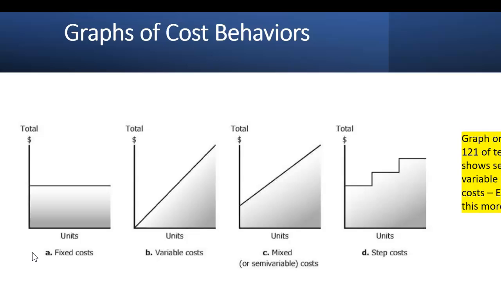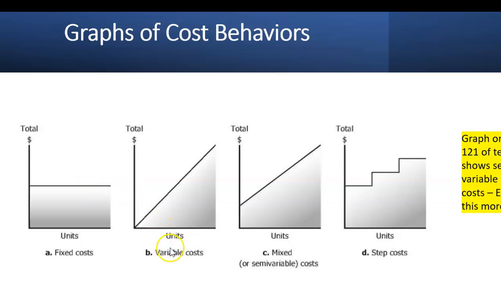And these are some graphs of cost behaviors. You're not going to need to do a graph for any of your homework assignments. This is just to look at the different costs visually. If you look at this one, your axis here is for your dollar amount, your cost amount, and your axis here is for your volume. So for the fixed cost, you can see as your volume increases, your cost doesn't increase. It stays the same no matter how many units you produce.